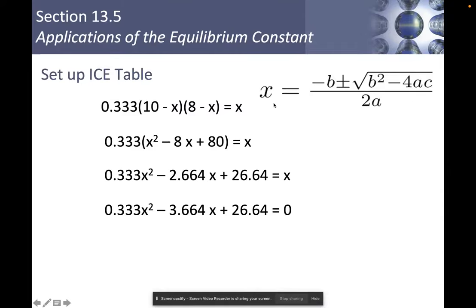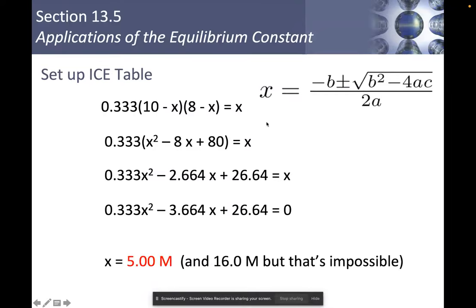I mean, you're more than welcome to do that on your own, okay? What does x end up being? Well, again, we have plus or minus, right? So we're going to get two roots. We're going to get two answers, one of which is going to be possible and one of which is going to be impossible. So you get two answers.